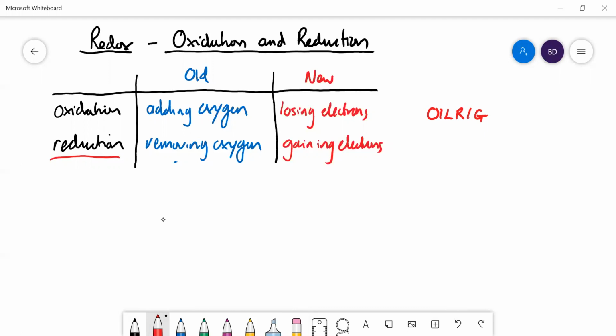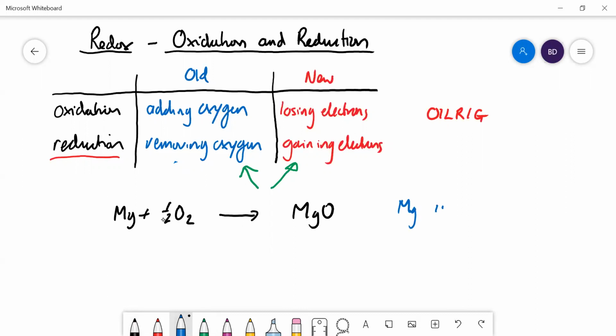Just before we start the strictly A-level stuff, let's make sure that there's no contradiction between these two different definitions. One is just a broader definition than the other. Let's have a think about magnesium. If you react magnesium with oxygen, you are going to get magnesium oxide. So quite clearly in the old definition, the Mg is oxidized there because it's gained oxygen.